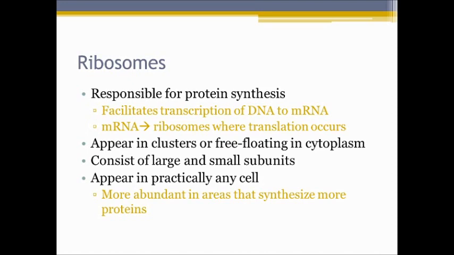And then the mRNA travels to the ribosomes where translation will occur, and the translation will take that instruction manual and transform it into amino acids, which will come together to form the primary structure of proteins. Ribosomes can be in clusters, and usually when they're in clusters, they are attached to the rough endoplasmic reticulum, or they can be free-floating in the cytoplasm. They will have large and small subunits, and they will be found in practically any cell, but mostly in those that are going to synthesize more protein.